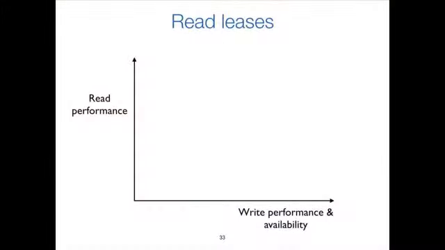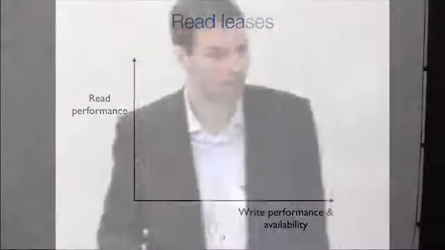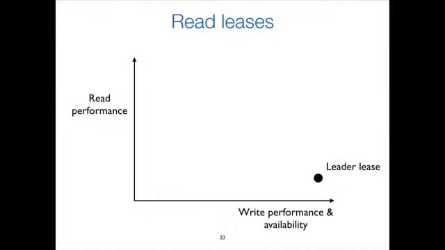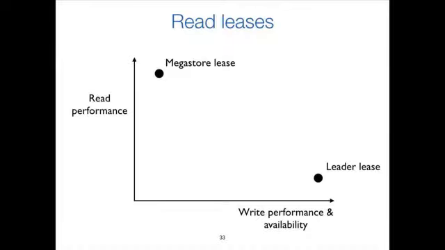So if we look at the design space for leases, so far we have these two points. We have the leader lease, which has almost the same write performance as a system that has no leases, and has better read performance than a system without leases, but the read performance is not great, right? We can only read locally from the leader. And we have the Megastore lease, where the read performance is great. We can read locally from every replica, but we pay for that in write performance and availability.